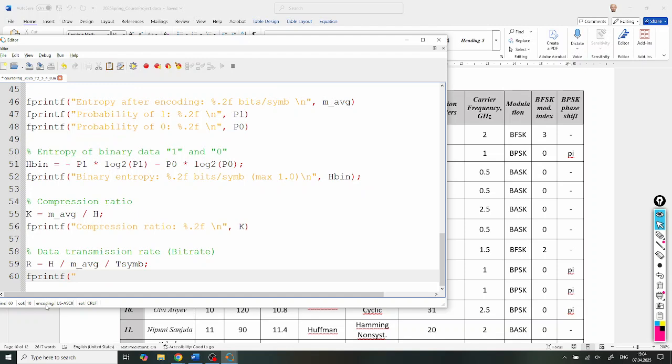fprintf data generation rate. So that shows how fast your source is producing information. That's bits per second. Well, or how they put it, BPS, yes, bits per second.